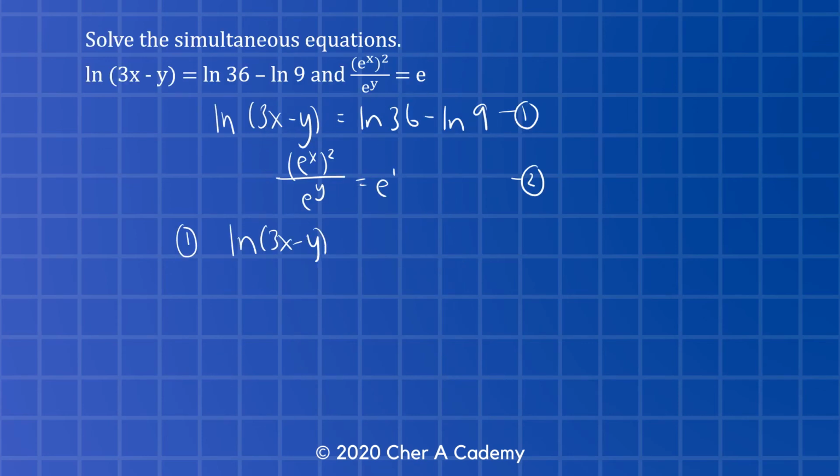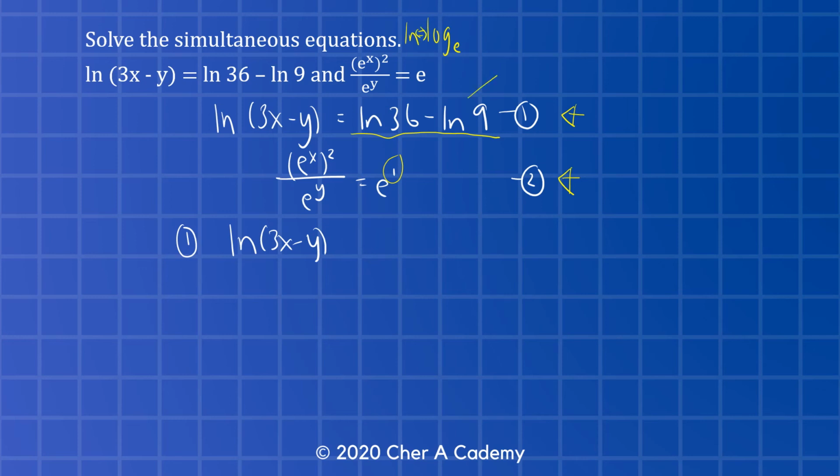Okay, so let's look at another question. Solve the simultaneous equations ln 3x minus y equals ln 36 minus ln 9. So that is the first equation. And e to the power of x squared over e to the power of y equals e to the power of 1. So this is the second equation. I'm going to simplify the first equation first. Let's look at this here. They have the same log, same base, because ln is log base e, right?